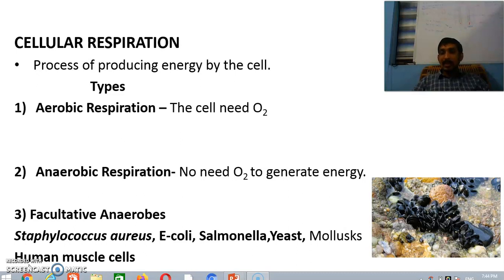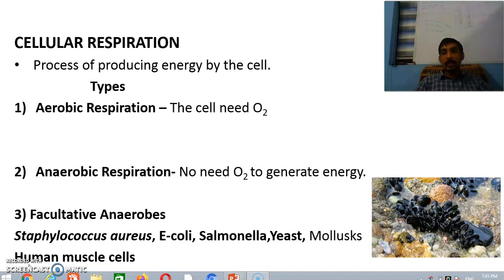Like that, some cells produce energy without the need of oxygen, or in the absence of oxygen. Then such type of respiration is known as anaerobic respiration. Whereas when we move into the third case, some organisms are able to perform aerobic respiration in presence of O2, whereas they can perform anaerobic respiration in the absence of oxygen. So such type of living organisms are known as facultative anaerobes.